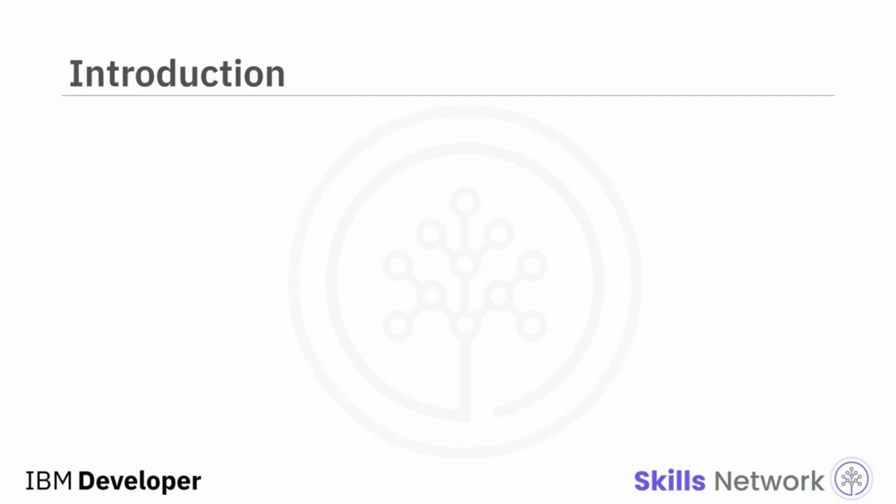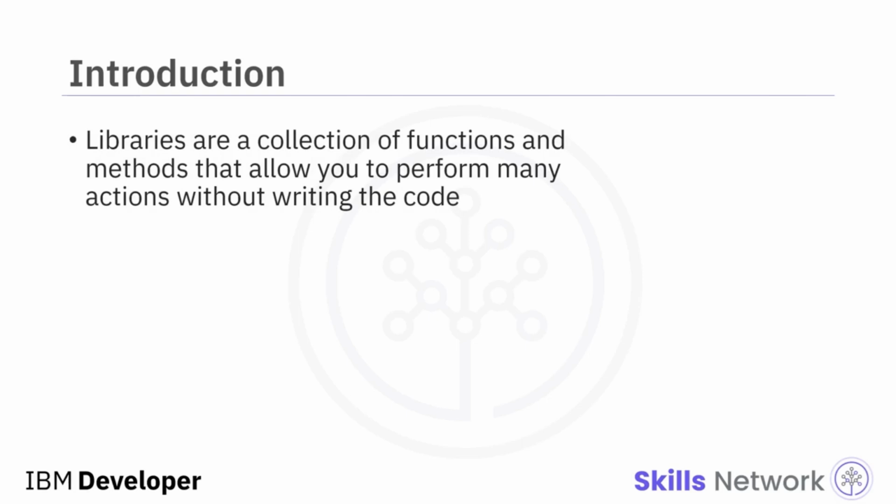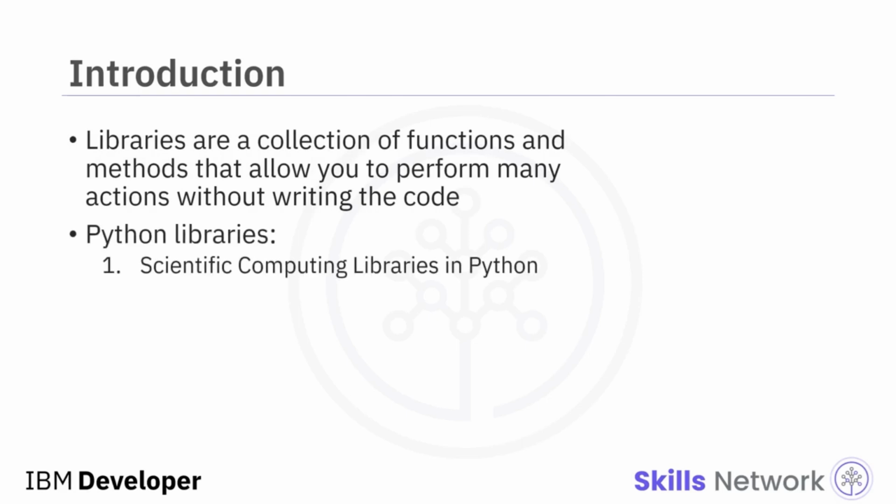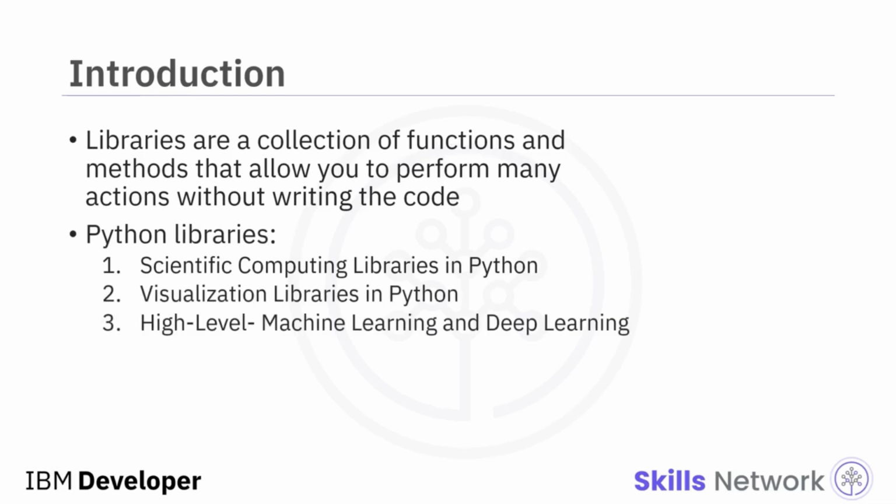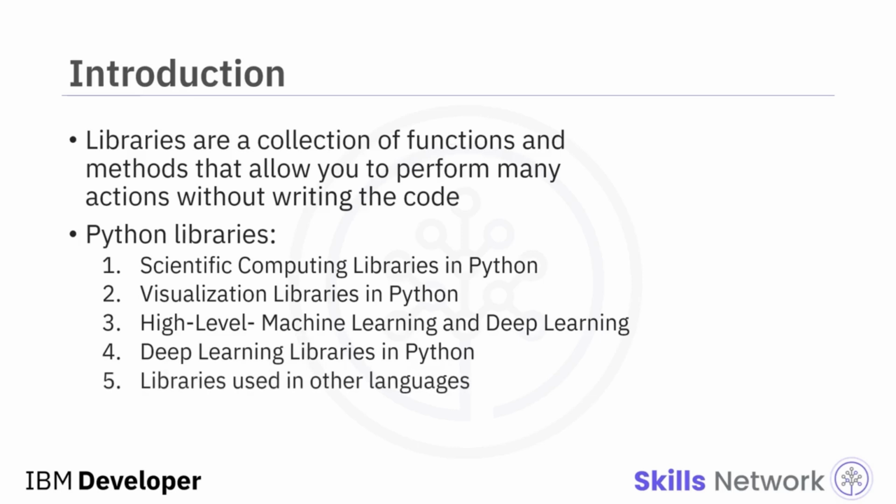In this video, you will review several data science libraries. Libraries are a collection of functions and methods that allow you to perform many actions without writing the code. We will focus on the following Python libraries: scientific computing libraries in Python, visualization libraries in Python, high-level machine learning and deep learning libraries. High-level means you don't have to worry about details, making studying or improving difficult. And finally, deep learning libraries in Python and libraries used in other languages.